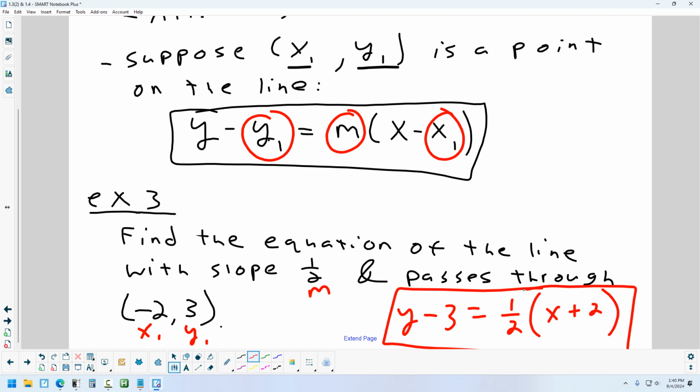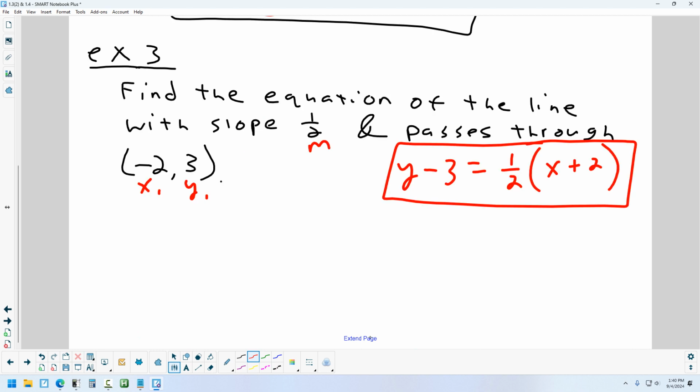You could put that in y equals mx plus b. What would you have to do with this 1/2 to do that? Whatever you have to do, what do you call that? Begins with a d. Yeah, distribute. So if they said now take your equation and put it in y equals mx plus b, you would have to distribute the 1/2 out.